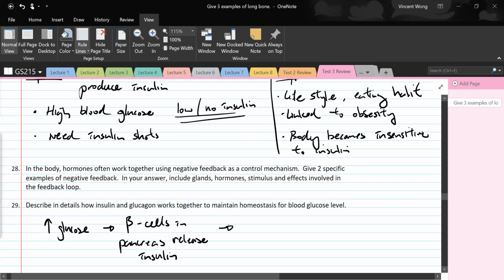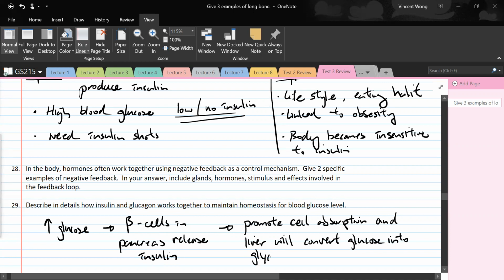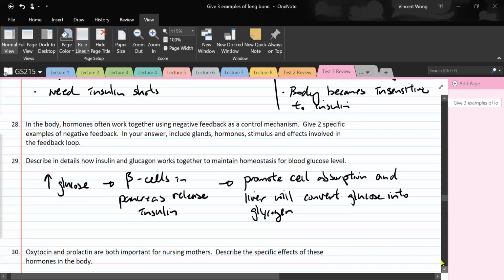Okay. And then it will promote cell absorption of glucose. Okay. And liver will convert glucose into glycogen. Okay. Fat cells also convert glucose into fat.